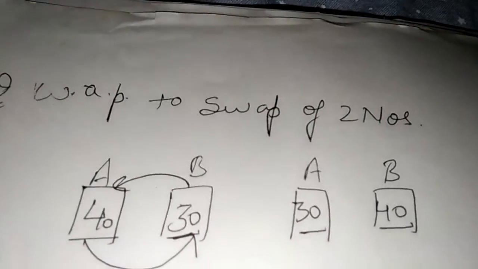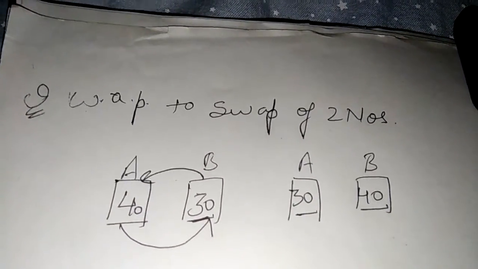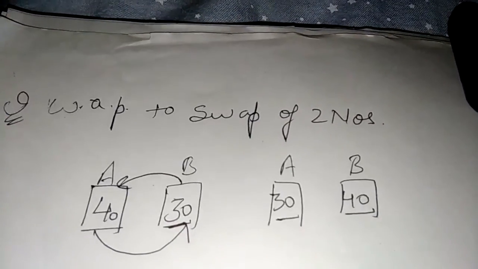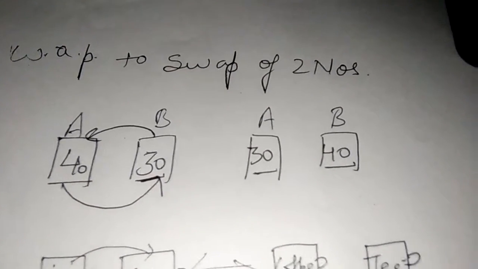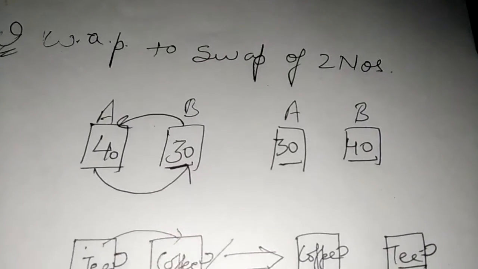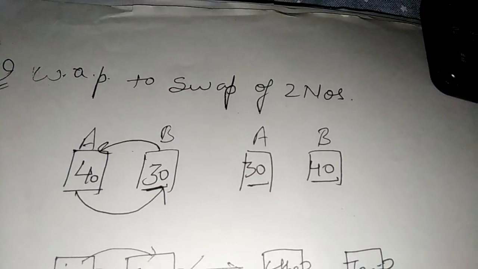I have got a query from a student: how to swap two numbers. Suppose there are two variables A and B. After swapping, their values will change. Suppose A has 40 and B has 30. After the swapping, A will have the contents of B, that is 30, and B will have the contents of A, that is 40. So swapping means change of the contents.